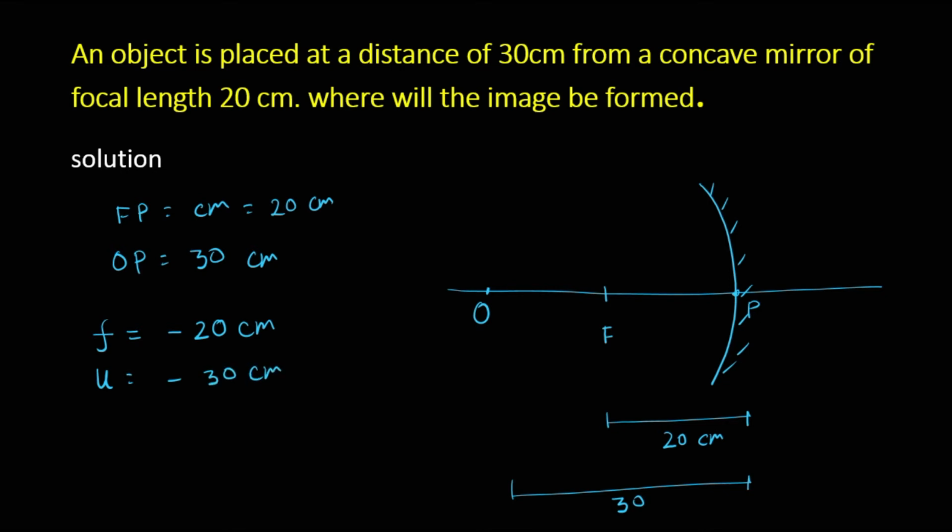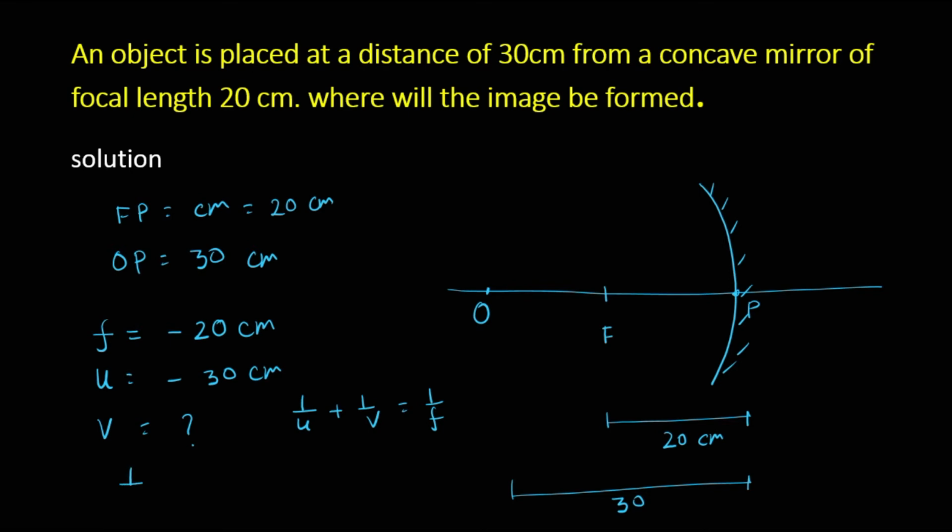Okay, now we have to find the image. Where will the image be formed? So we have to find the image distance, that is v. v is equal to what? Now as we know, the mirror formula says that 1 over v plus 1 over u is equal to 1 over f.